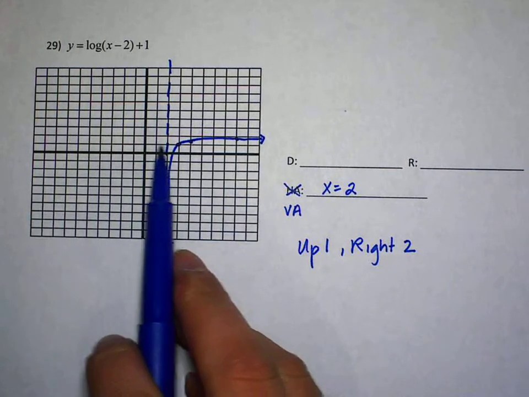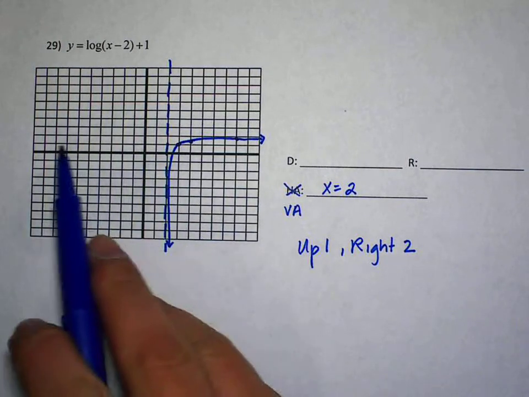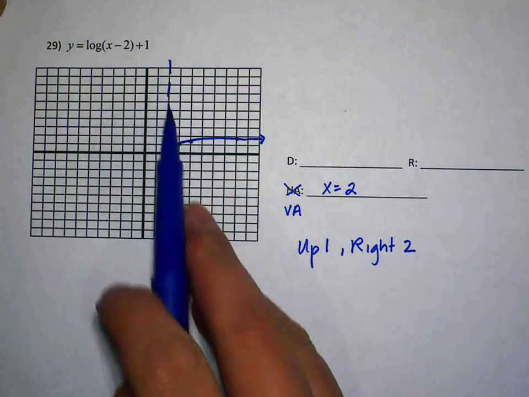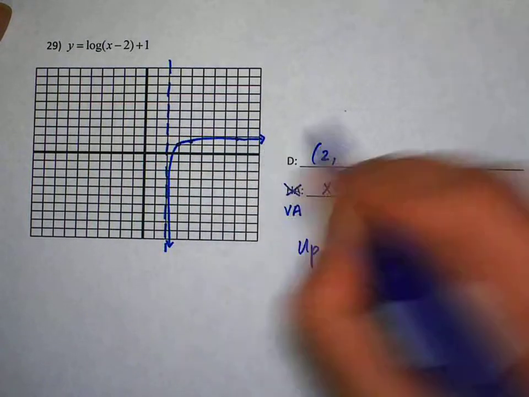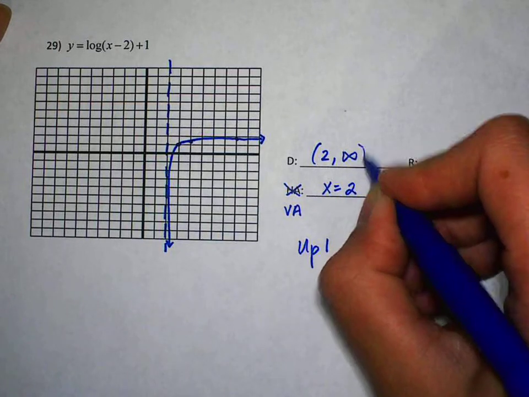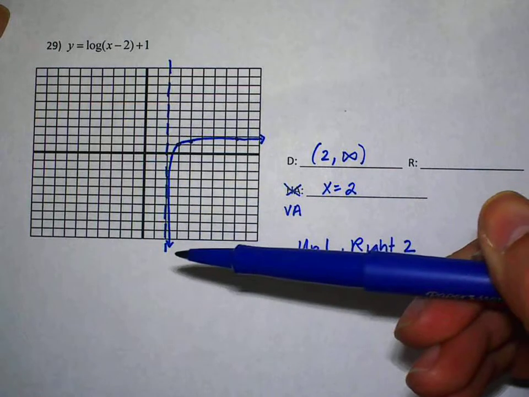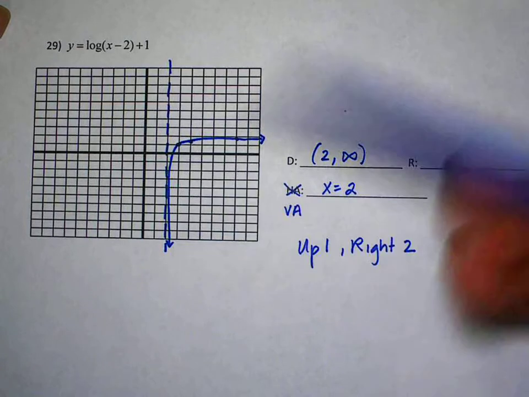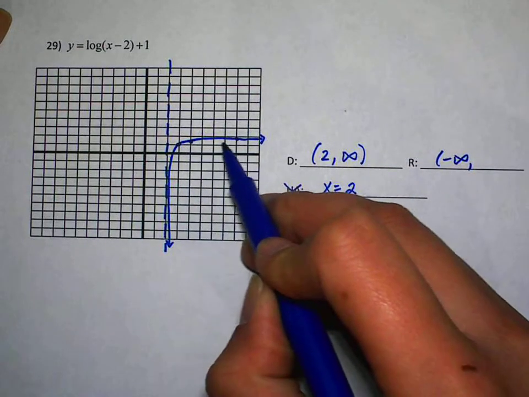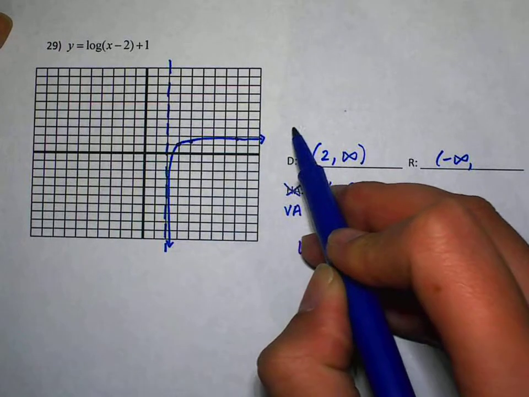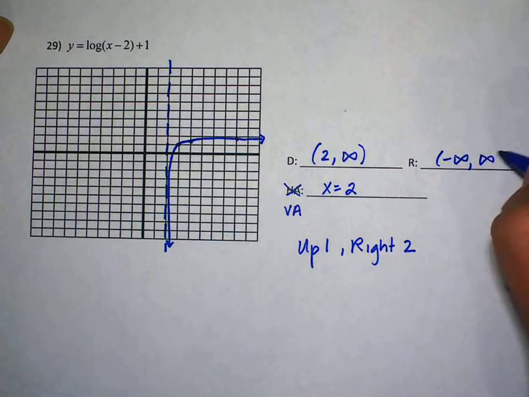Your domain. There's nothing on the left of this vertical asymptote, so it actually starts here, right at 2. And as I travel to the right, it's going to keep on going, so it's +∞. My range, here, this arrow is pointing down to -∞. And this is actually gradually going up, and it will never stop going up, so this is +∞.